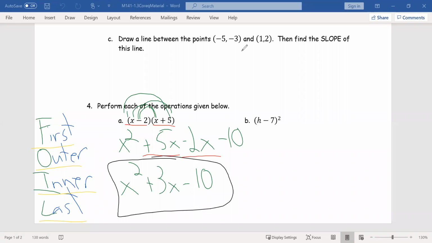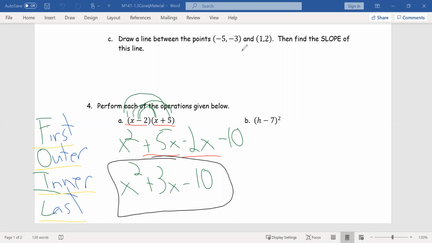In case you're wondering where FOIL comes from, FOIL is actually just a different version of the distributive property. You're really just using the distributive property here, but we do need to make sure we multiply all those different things: the first, outer, inner, last.